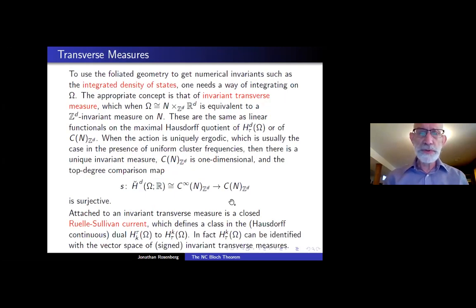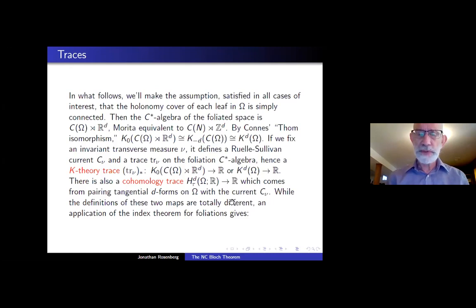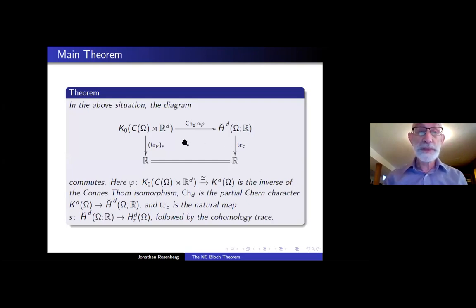But if you use the Kohn-Skandalis index theory for foliations, then what comes out is that you get a commutative diagram like this. So these two traces are actually closely related. Over here, we have the K-theory trace, defined on K0 of the C* algebra. Over here, we have the cohomology trace. I've written it as being defined on the Čech cohomology.